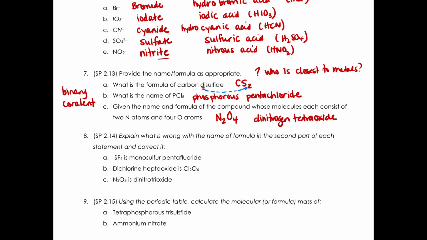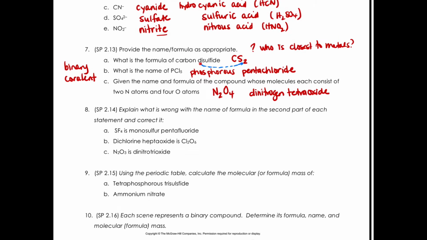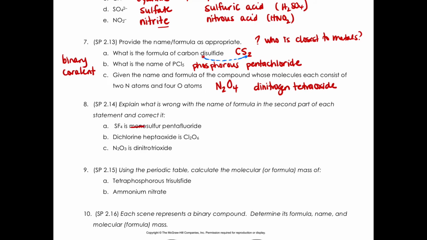So the next problem looks at another one of these examples of, okay, here's one part and then a second part that's incorrect. So help us correct the second part. So this problem, first one looks at SF4, saying that we want to call it monosulfur pentafluoride. Well, there's actually 2 things that are wrong with this. We don't need to use the prefix mono here. So that's the first part. And then the penta is incorrect because it should be tetra. So this is sulfur tetrafluoride.